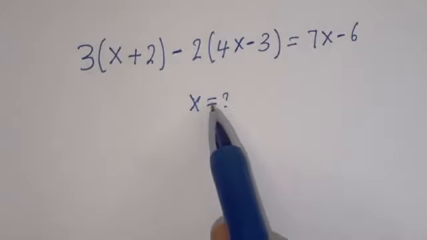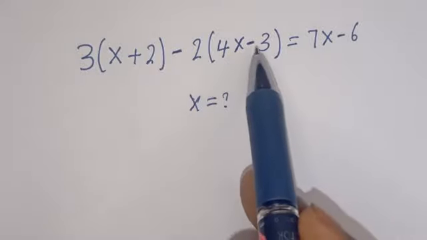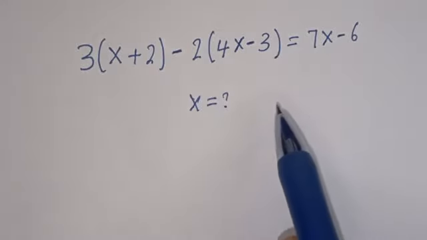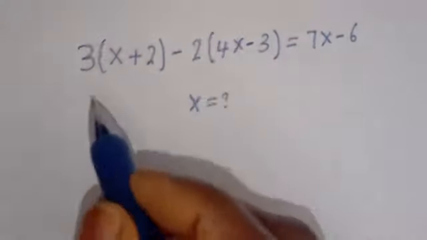Hello, how to solve for s in this problem? 3(s + 2) - 2(4s - 3) = 7s - 6. We quickly want to find the value of s in this algebraic problem.